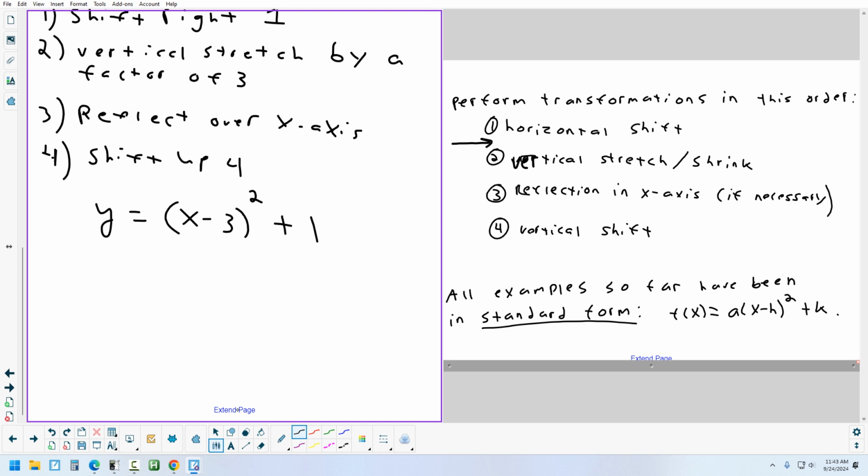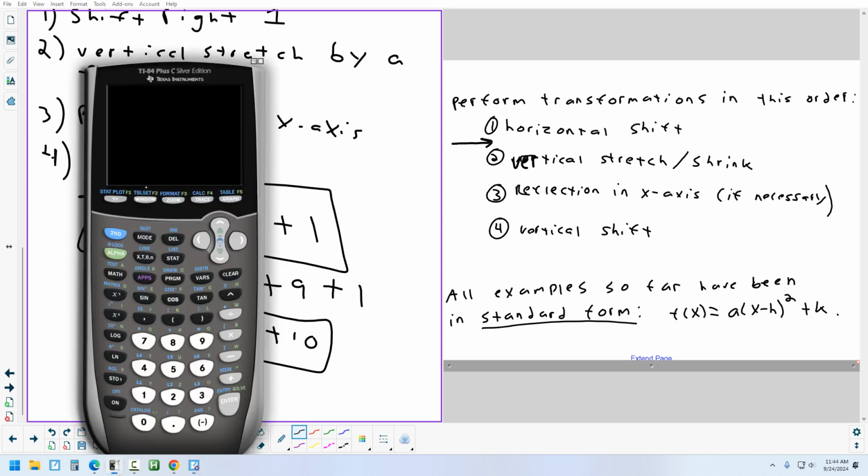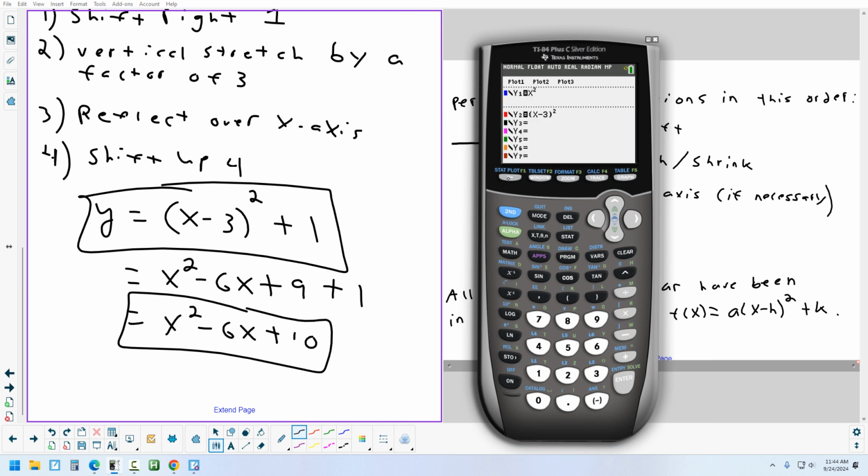Let me show you that exact same problem, but in a way that would make it very hard to see the transformations. If you took (x - 3)² and you FOILed it out, it would be x² - 6x + 9, and you'd have a plus 1. That and that are the exact same thing. There's no difference. In fact, I can graph each one of them and show you they look identical.